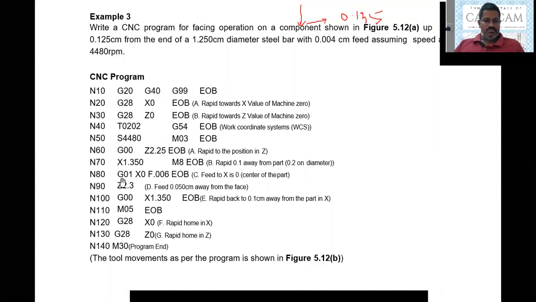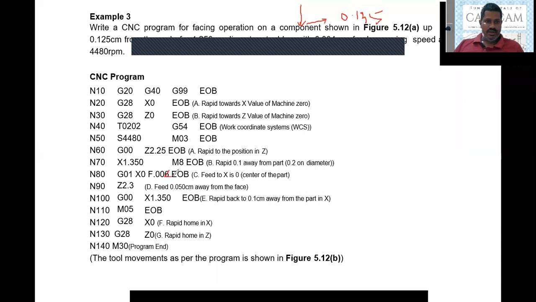Then we move the tool with a feed of 0.004 centimeters. You can see this value is specified in the problem, so you take it as 0.004. Then moving the tool in linear mode, we are moving the tool to X0.